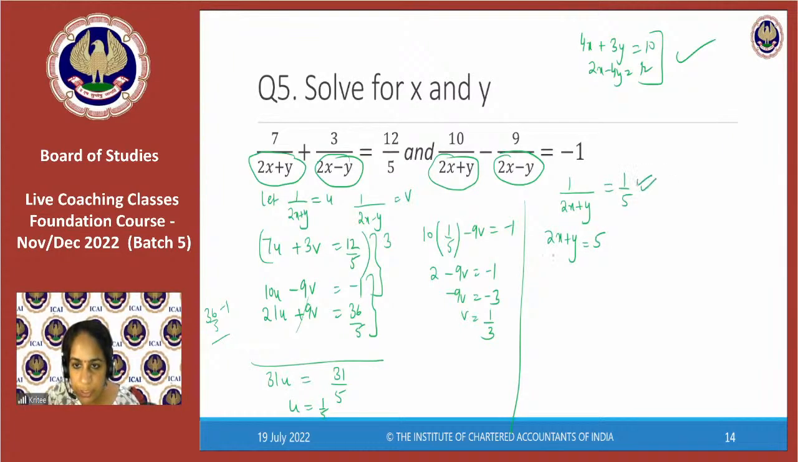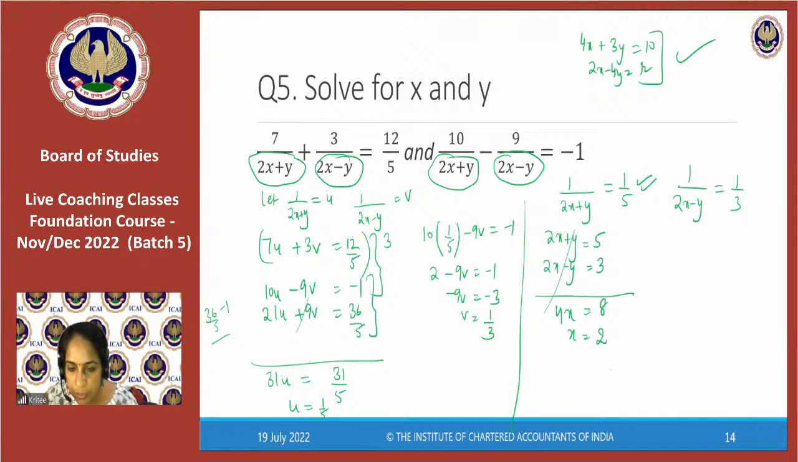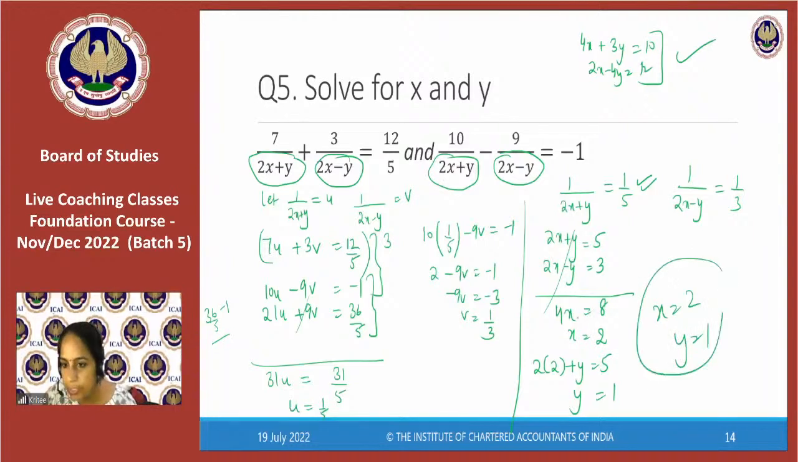This is the equation that I got. 1 upon 2x minus y is the same as 1 by 3. So 2x minus y is the same as 3. Again use elimination. The y cancels out. You get 4x is equal to 8. The x value is 2. Substitute in any of the equations. So 2 into 2 plus y is equal to 5. So y is equal to 1. So x is equal to 2, y is equal to 1 is the correct answer.